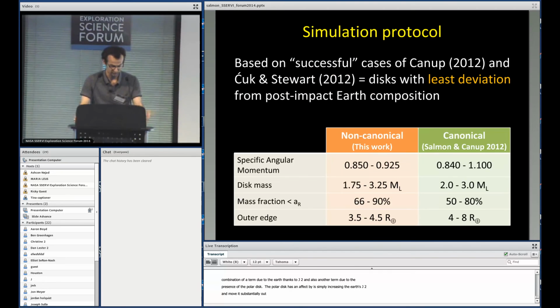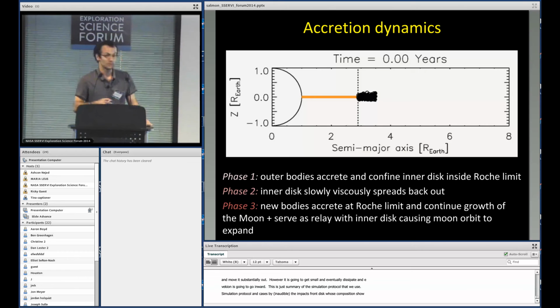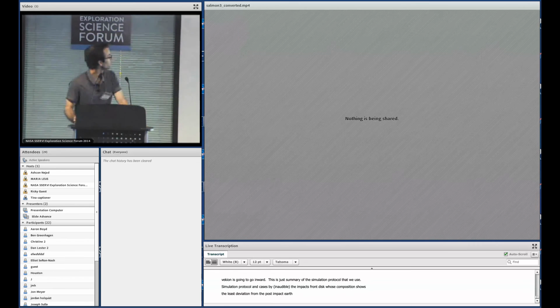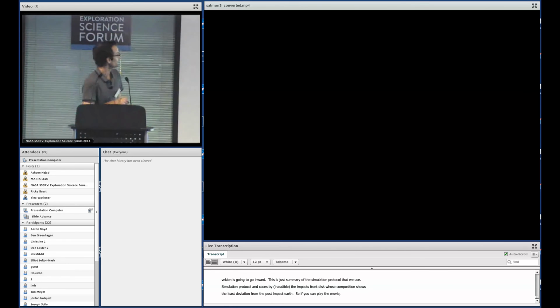So I'm going to now show you, so this is just a summary of the simulation protocol that we use. We based our simulation protocol on the successful cases of both papers by Canup and Cuk-Stewart. We defined successful as the impacts that form disk whose composition shows the least deviation from the post-impact Earth. And so if we can play the movie, there you go.